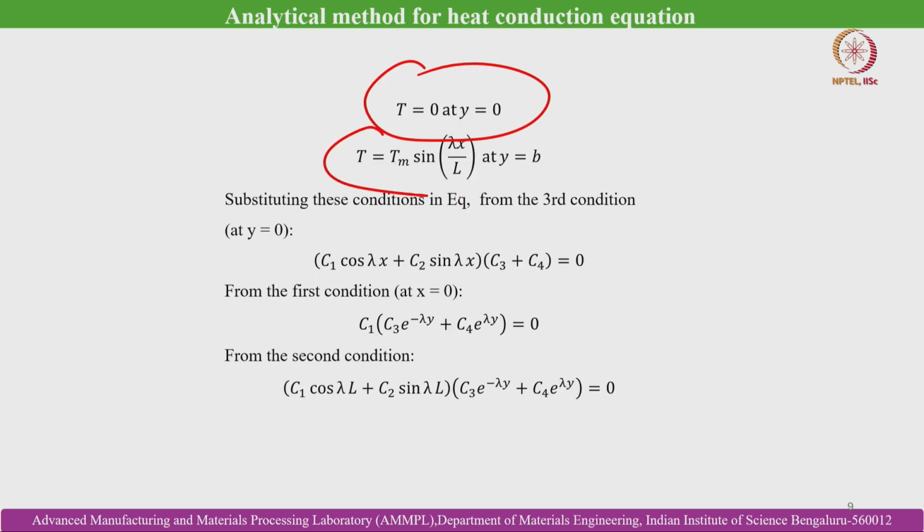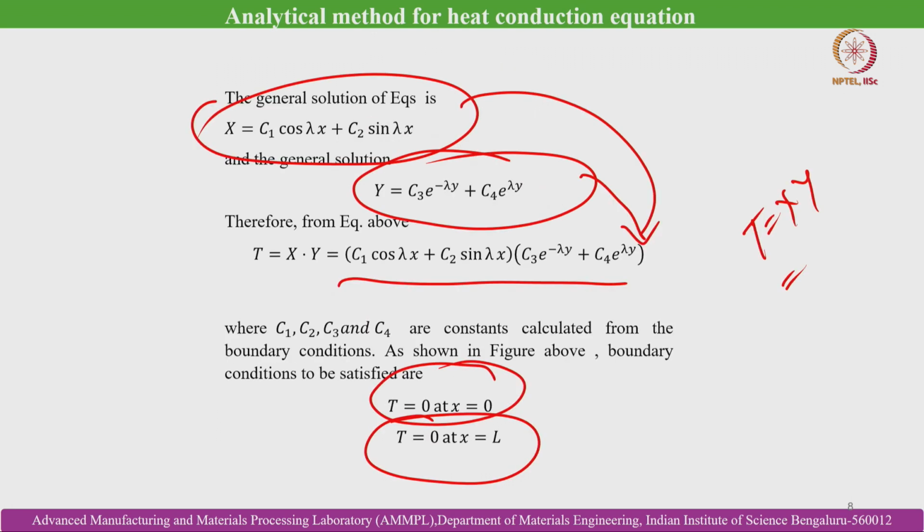So, t is equal to T m sin delta x by L at y is equal to b. So, substituting these equations, from the third condition, if we take up the third condition first, that is at t is equal to 0, at y is equal to 0. Then we can get here C1 cos delta x plus C2 sin delta x.